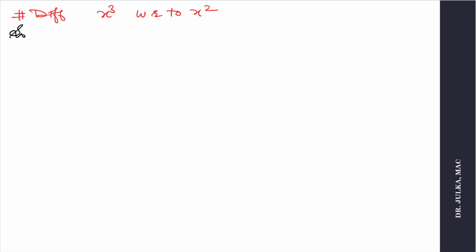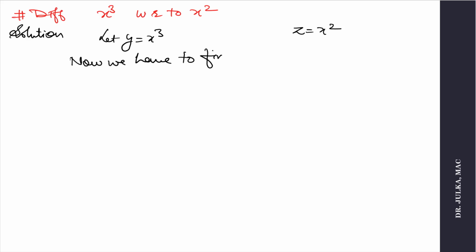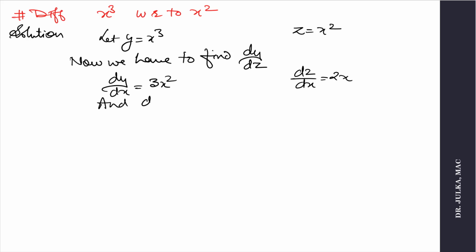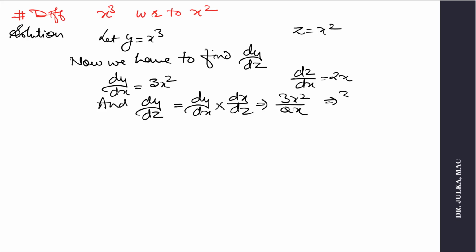Next question. Differentiate x cube with respect to x square. Let y equals x cube and z equals x square. Now we have to find dy by dz. dy by dx equals 3x square and the derivative of z with respect to x is dz by dx equals 2x. And dy by dz equals dy by dx multiplied by dx by dz. And after simplification, we have the answer 3x by 2.